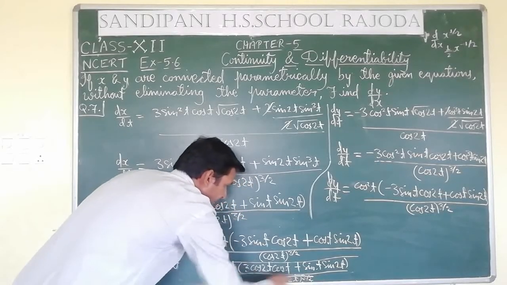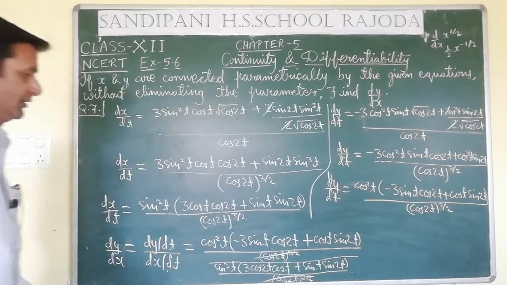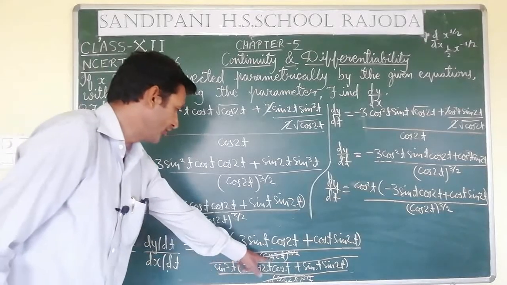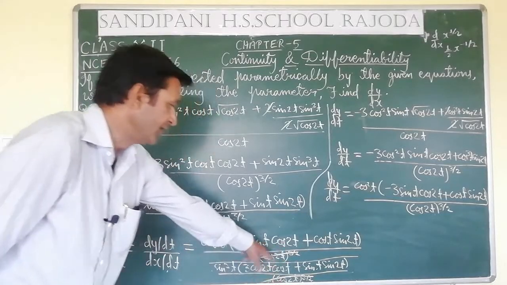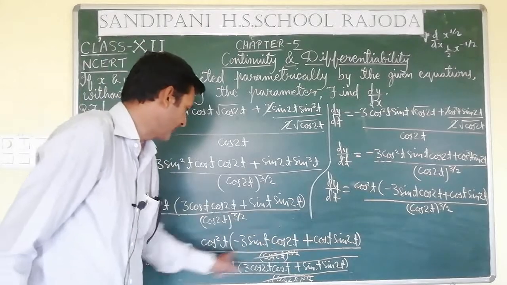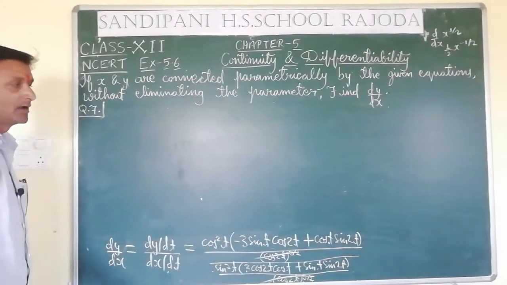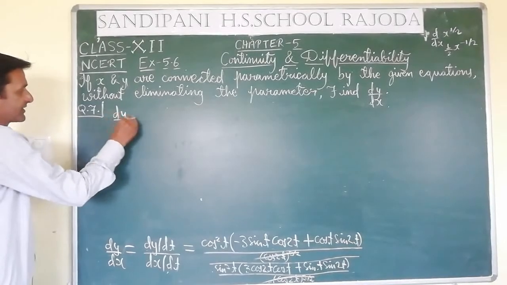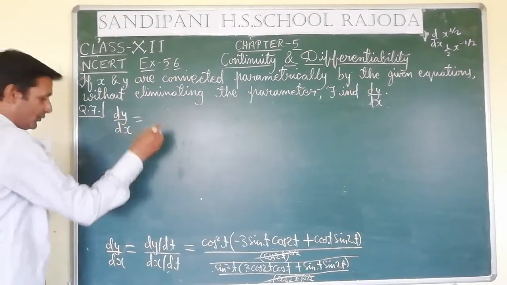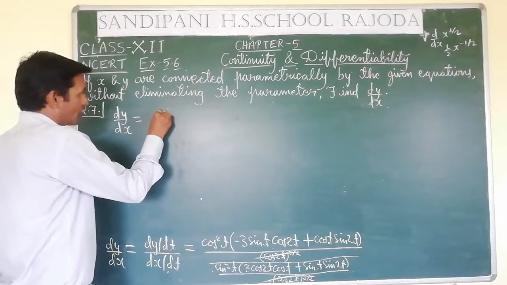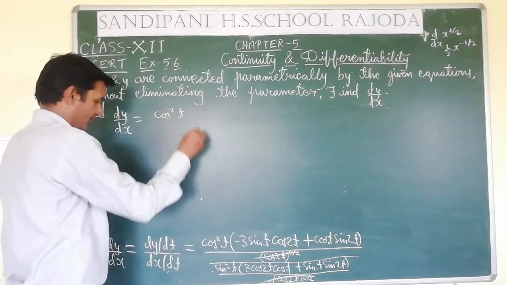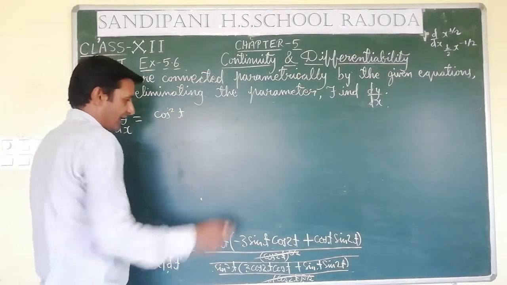So this will be cancelled. Denominator of numerator and denominator of denominator both are cancelled. So the remaining part is this. Now see, dy by dx is equal to cos square t.